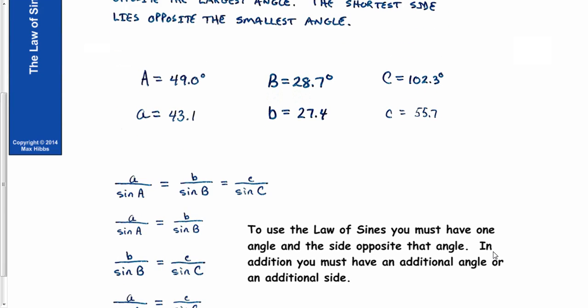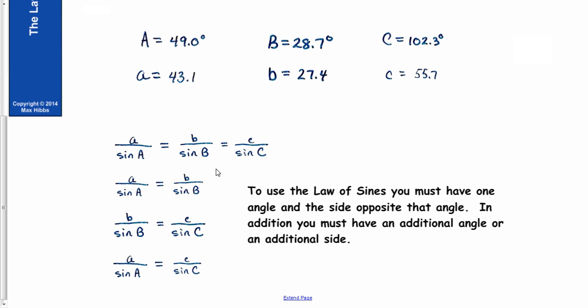Now, also keep in mind that when we're using the law of sines, this is what the law of sines says, but we only use one equation at a time. That is, we only use one pair of fractions at a time. And as it says here next to it, to use the law of sines, you must have one angle and the side opposite that angle. In addition, you must have an additional angle or additional side.